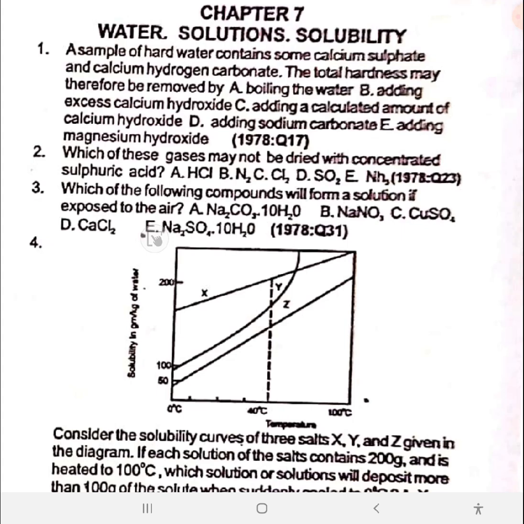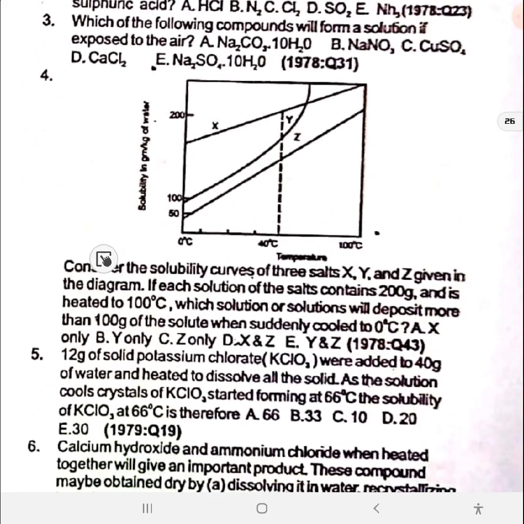Give a space and write. Hygroscopic substances are substances that absorb water when exposed to the atmosphere. Examples: NaNO3, CuO, CaO, and H2SO4. Lastly, efflorescent substances are substances that give out their water of crystallization. Example, Na2CO3.10H2O. So number 3 is option D. Which of the following compounds would form a solution if exposed to the air? Option D, calcium chloride.